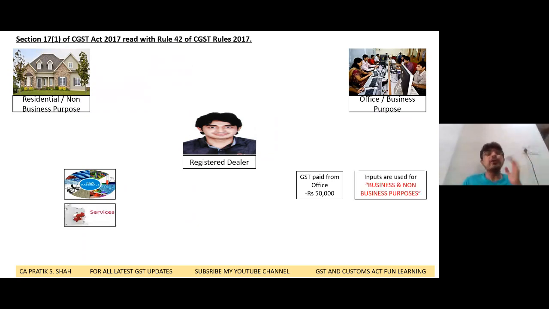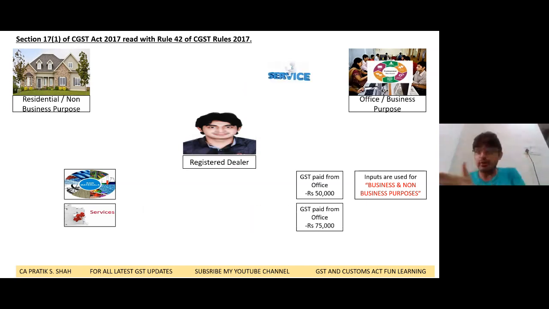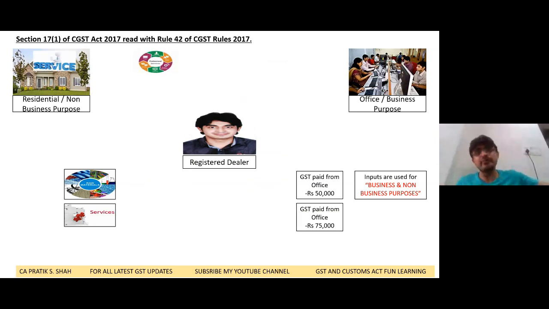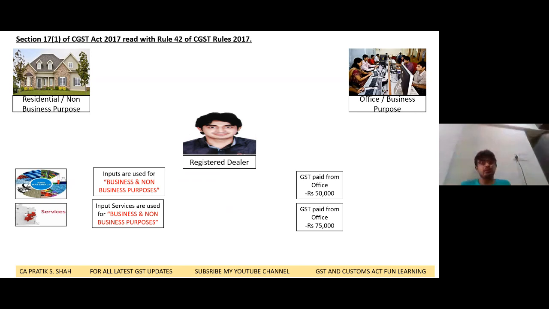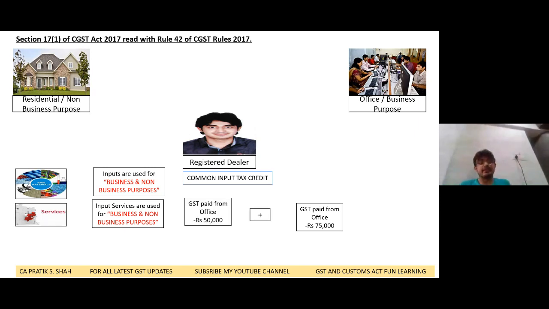Similarly, I've taken services. Now for these services, I have already paid GST of 75,000. I'm using this service for my business purpose also, and for my home, non-business purpose also. Right, so input services are used for business as well as non-business. Now what government is saying is, if you are using any input or input services for business as well as non-business purpose, that is also known as common ITC. So this 1,25,000 is the common ITC.